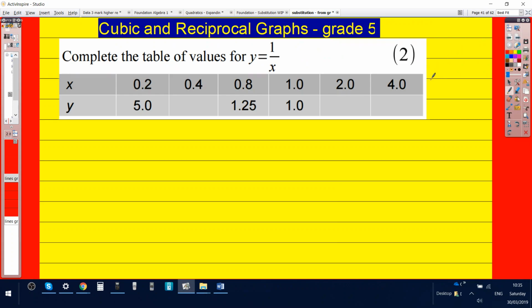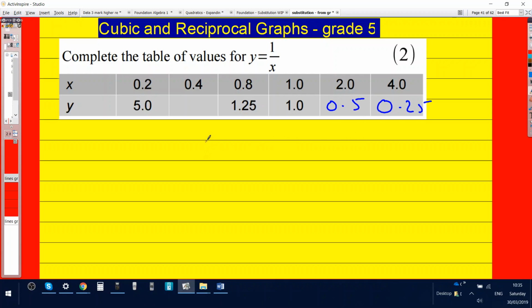How would we do the table for this one? So you would sub in. For 4 it'd be 1 divided by 4, which is 0.25. Yeah. 1 over 2 is the same as a half, so that's 0.5. And then 1 over 0.4. Is that 0.025? Do you have a calculator?